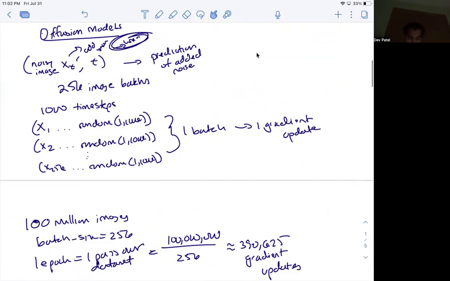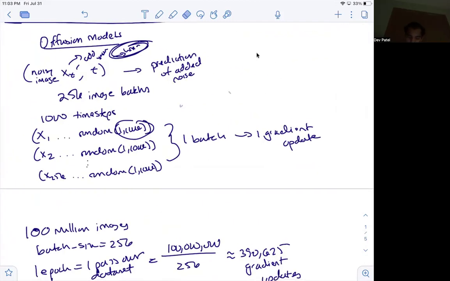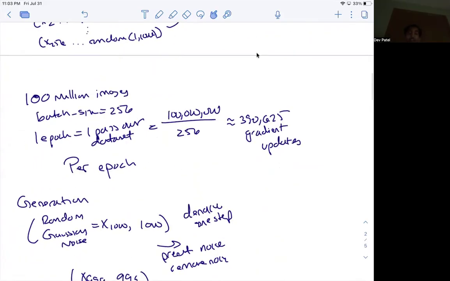And so we have, let's say, 1,000 time steps. This can vary, and let's say we have 256 images. So we randomly select these images, and we randomly select at what time step we want the noise to be added. And so the model is going to learn that at lower noise steps, let's say time step 1, it's only going to be a small amount of noise, but at time step 1,000, it's going to be almost pure random Gaussian noise. So depending on the level of the noise, it's going to understand and predict how much noise is actually added to the image. If we have, let's say, 100 million images, and our batch size is 256, every epoch we have 100 million over 256 updates. One epoch is one pass over the data set.